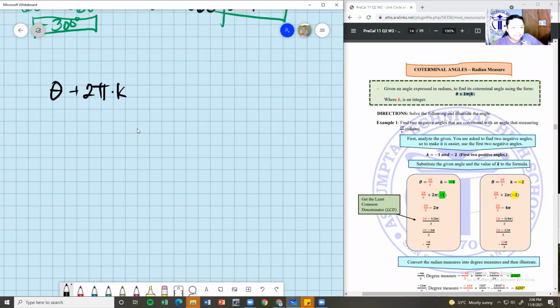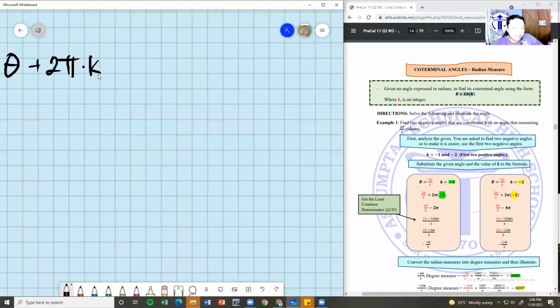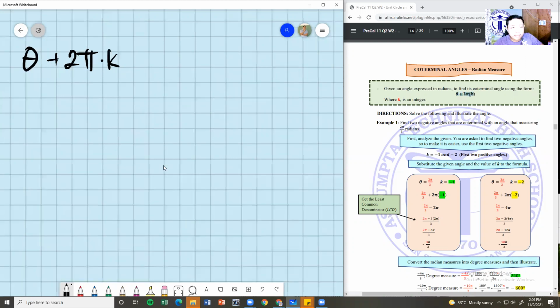If you are asked to find the first positive, multiply by 1. If you are asked to find the negative, did I say that right? If you're asked to find the positive, it's positive. If you are asked to find the negative coterminal, you use the negative value.